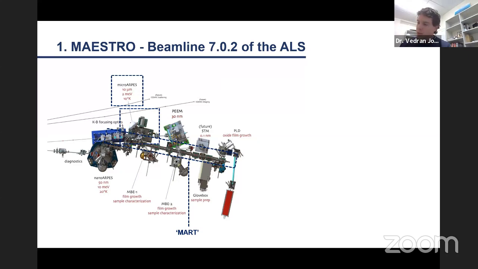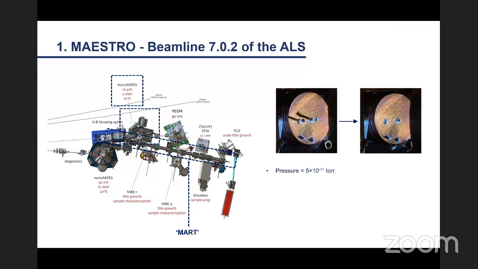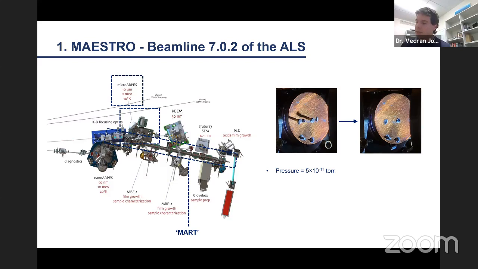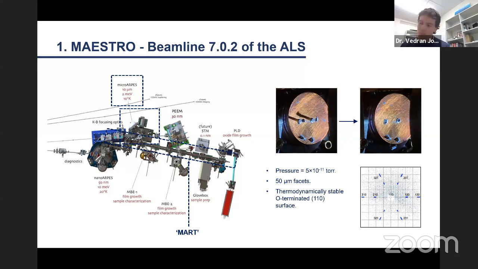To get these ruthenium dioxide crystals ready for measurement, we placed a series of crystals on copper pucks, and then we essentially cleave them in the chamber. And these chambers are at 5 by 10 to the -11 torr. And these single crystals have reproducibly small 50 micrometer clean facets of the thermodynamically favored 110 surface. And we confirmed this by Laue diffraction.